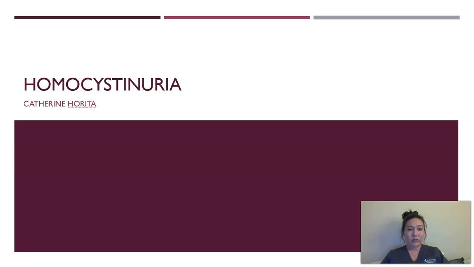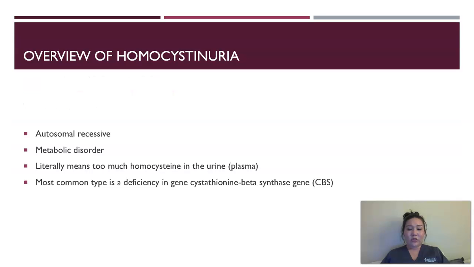All right, so to get started, just an overview. It is a metabolic disorder. It is autosomal recessive. The word homocystinuria literally means an increased amount of homocysteine in the urine. Actually, nowadays it's primarily detected looking at homocysteine levels in the plasma, but it was originally using a urine test.